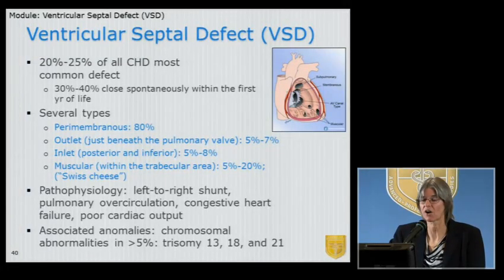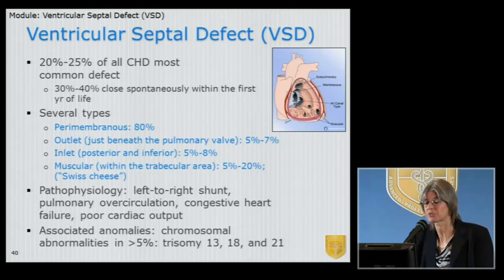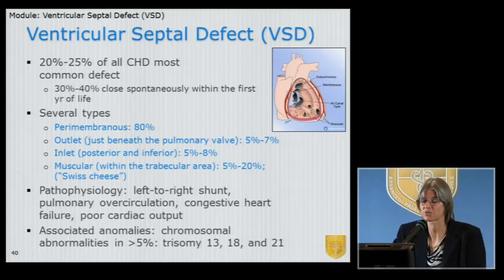VSDs are the most common congenital heart defects that we see. 20 to 25% of all defects are ventricular septal defects. Once again, 30 to 40% close spontaneously within the first year of life. So if they are not symptomatic, you sit tight and wait.